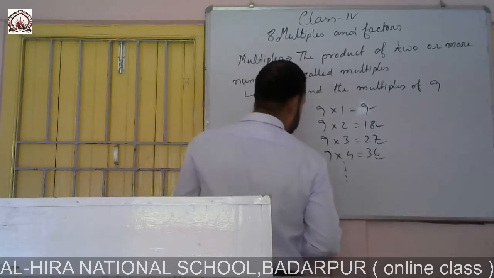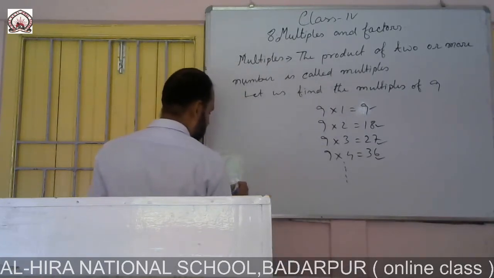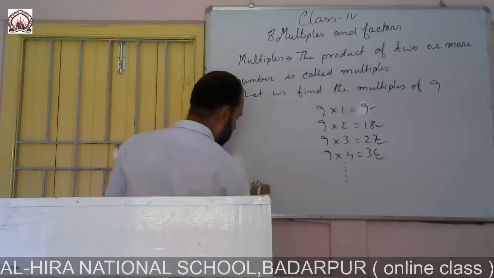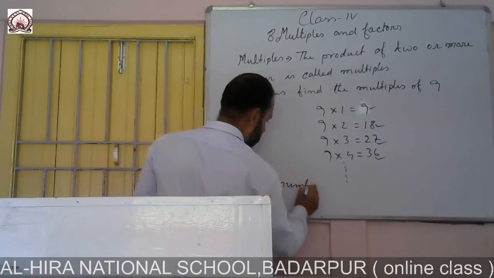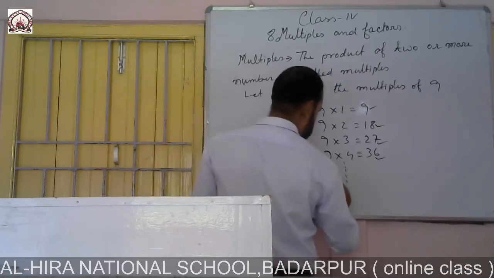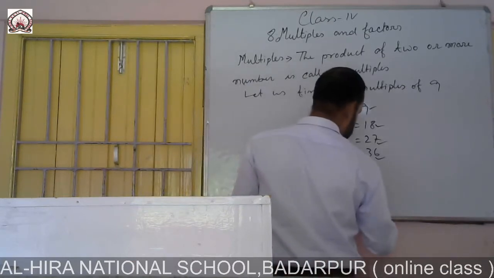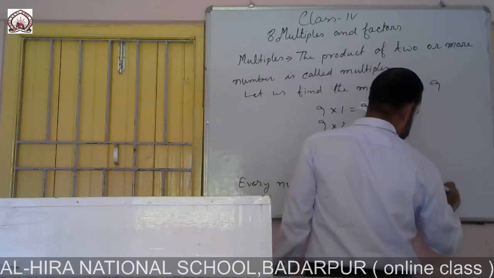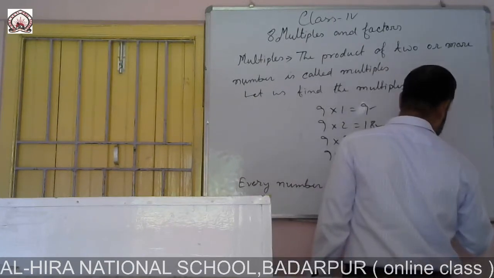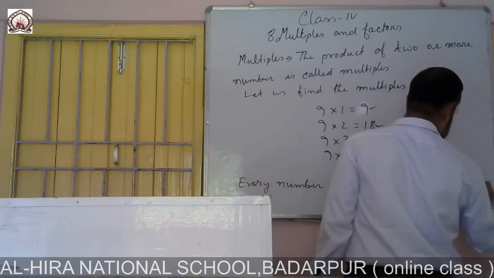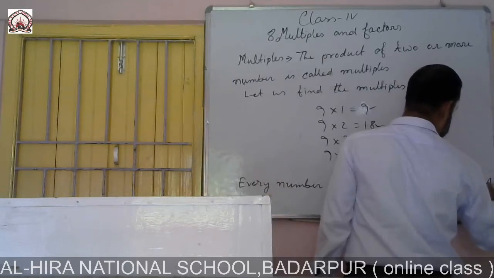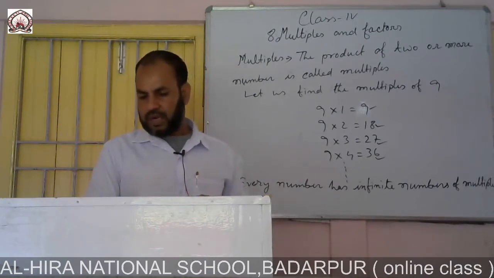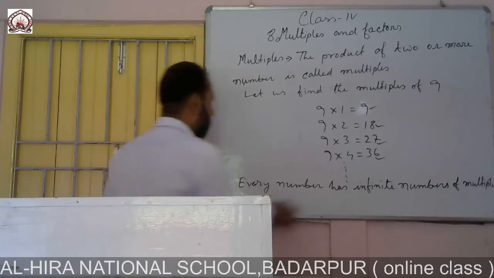So, from the above example, we found every number has infinite numbers of multiples. So let us see some more examples.